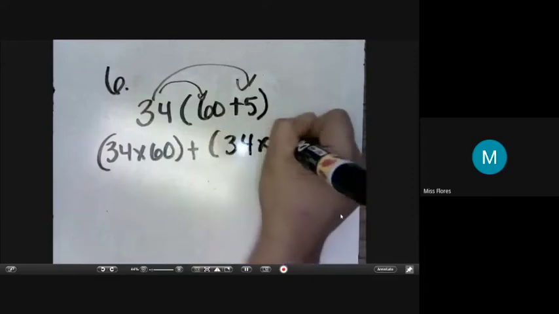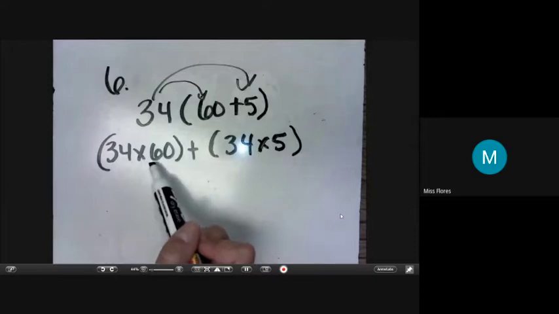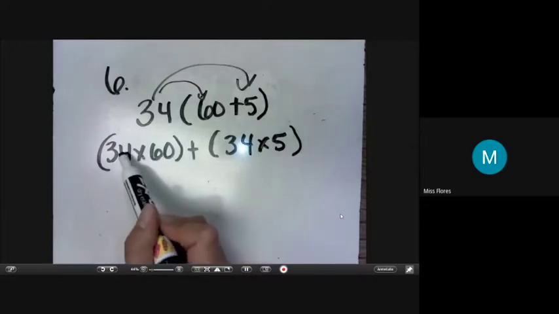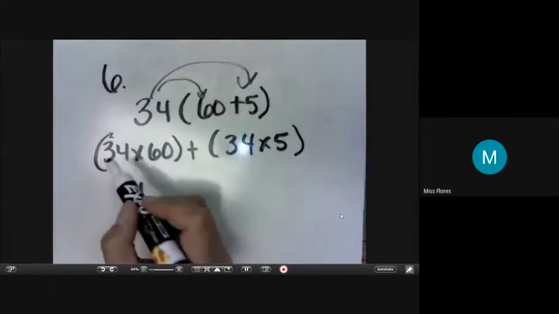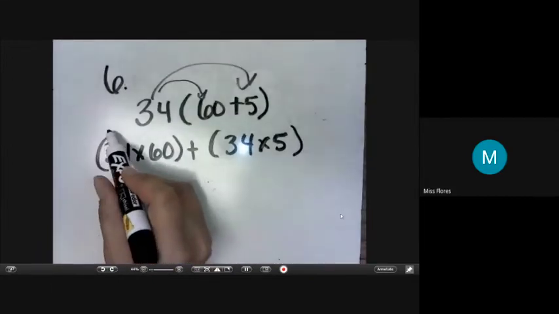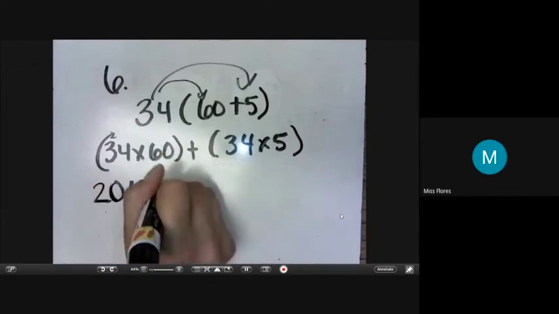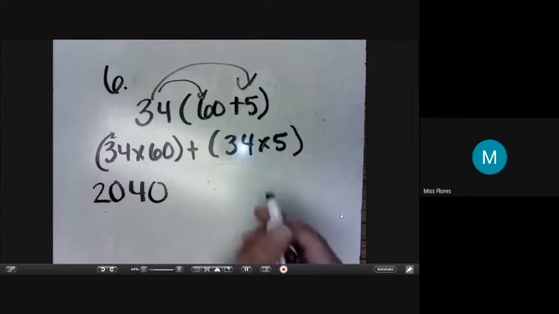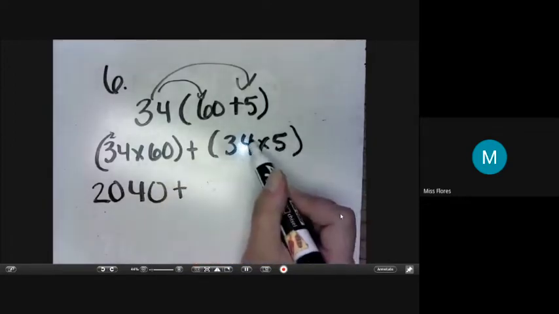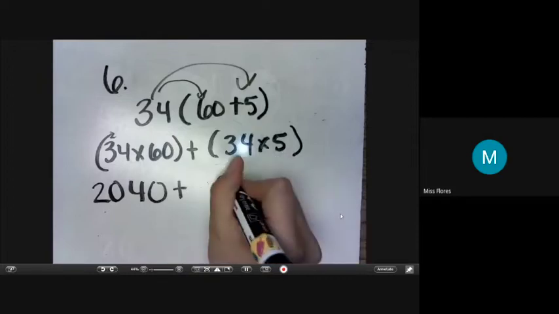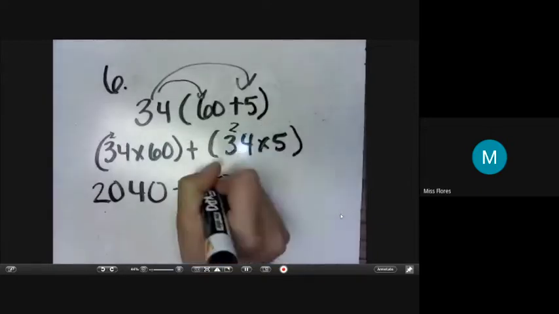34 times 5, okay? So now we multiply 6 times 4, 6, 12, 18, 24. 6 times 3, 6, 12, 18, 19, 20. And we can't forget our 0. So this answer is 2040. And we need to add that. And now we multiply 5 times 4, 5, 10, 15, 20. 5 times 3, 5, 10, 15, 16, and 17.